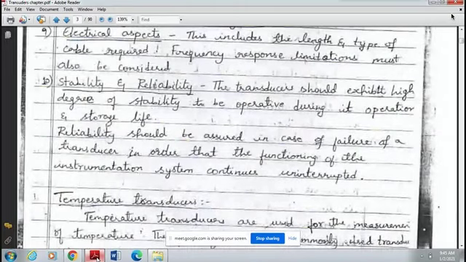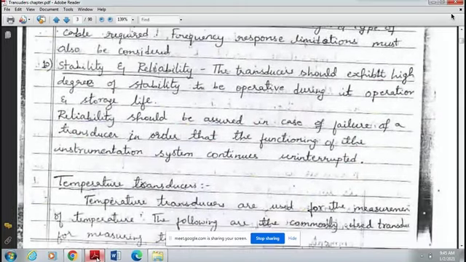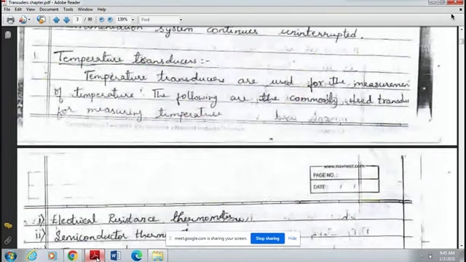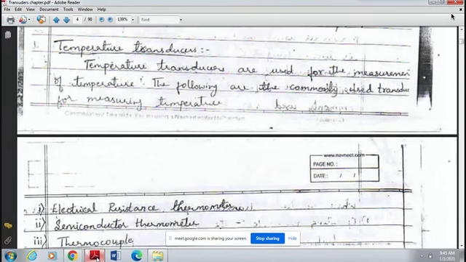These transducers are particularly used for the measurement of temperature. Wherever temperature needs to be measured, we use temperature transducers. These temperature transducers are further classified; there are different types of them. Those are the resistance temperature detector, which is also called the electrical resistance thermometer.